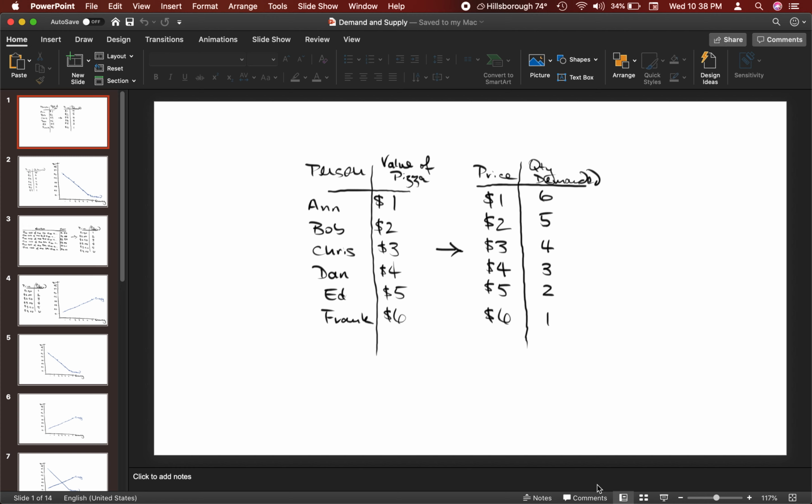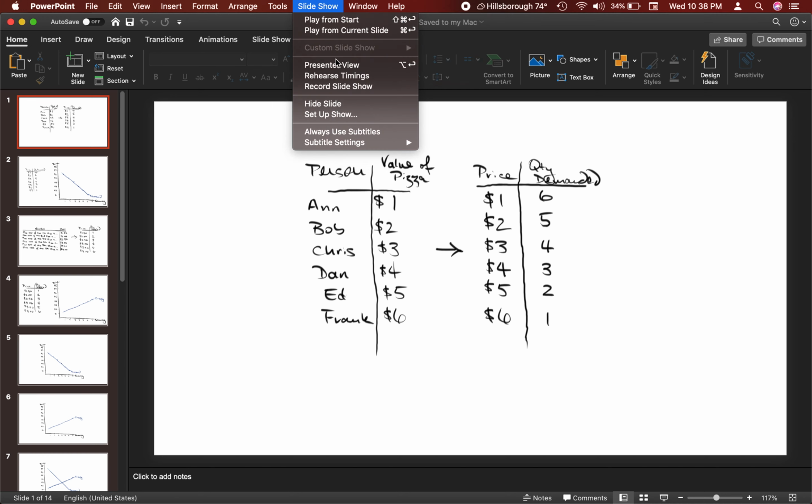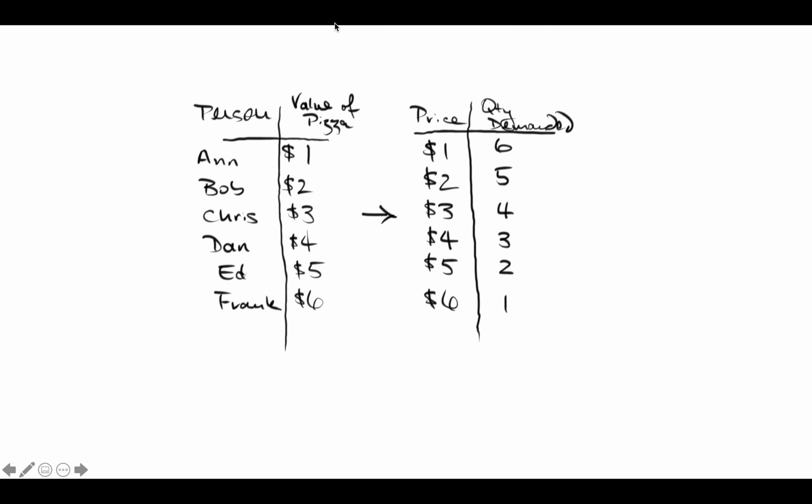This is Professor Stephen Litch in the Principles of Economics, and I'm going to be talking about demand and supply and market equilibrium. Okay, let me start this slideshow.